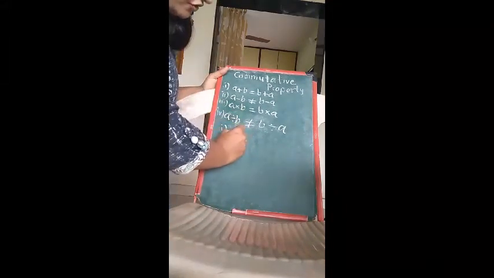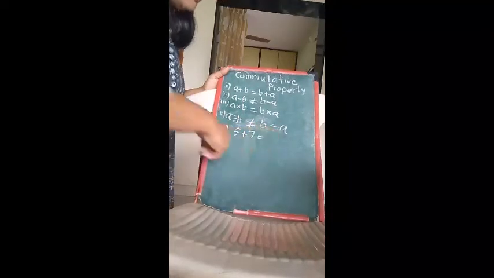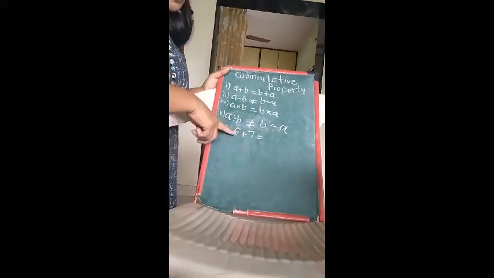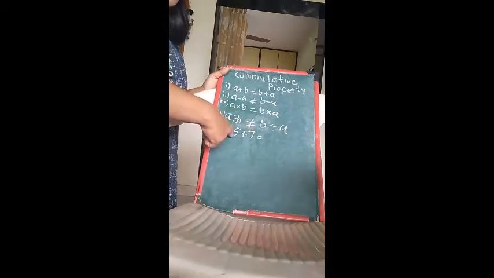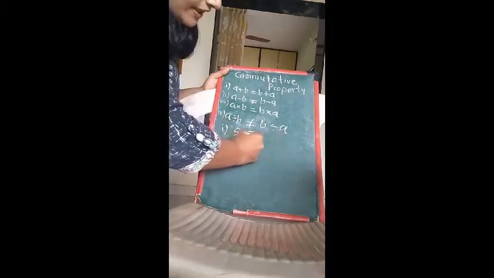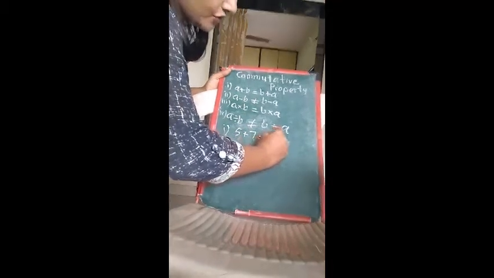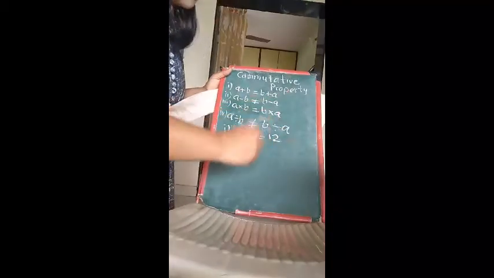Okay, so let's take 5 plus 7. If we exchange, this 5 is our a, this 7 is our b. If we exchange these values, in the place of 5 the 7 will come, in the place of 7 the 5 will come. First we will check 5 plus 7, what is the answer? That is 12. Okay, calculate yourself.